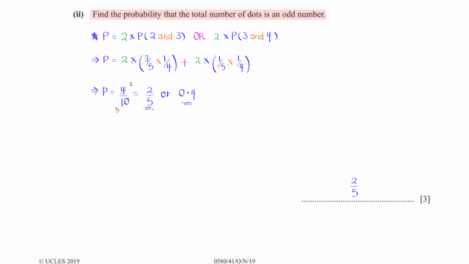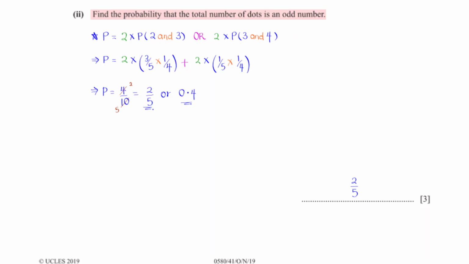Find the probability that the total number of dots is an odd number. There are two possibilities or scenarios in this case. In the first scenario, he picks a card with 2 dots and a card with 3 dots. There are two different orders in which these two cards can be picked, and so we multiply this by 2. In the second scenario, he picks a card with 3 dots and a card with 4 dots. In this scenario as well, there are two different orders in which these two cards can be picked, and so we multiply this by 2.